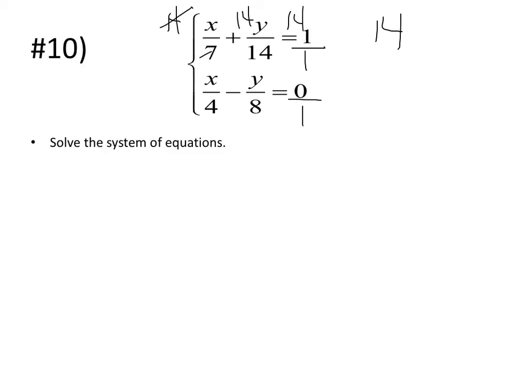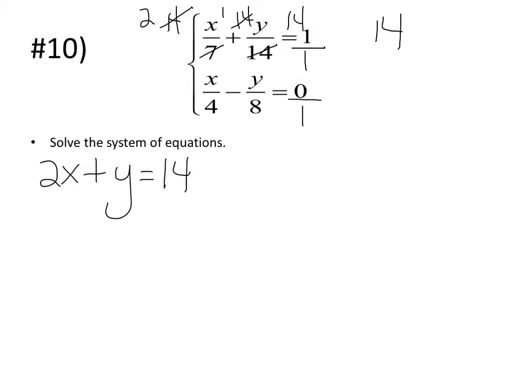So we've got 14 divided by 7 is 2. 14 divided by 14 is 1. And 14 divided by 1 is just 14. Now we multiply. 2 times x is 2x. 1 times y is just y, is equal to 14 times 1 is just 14.